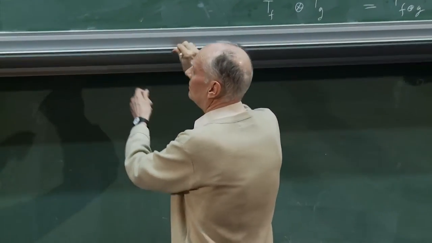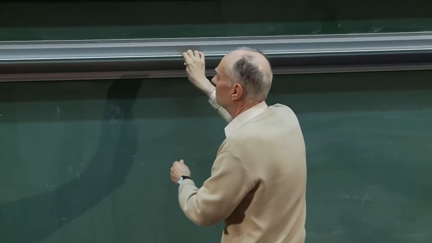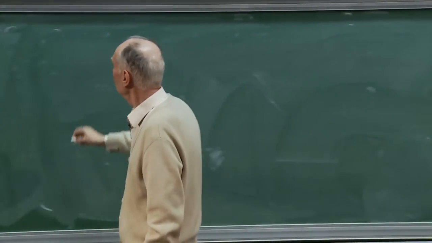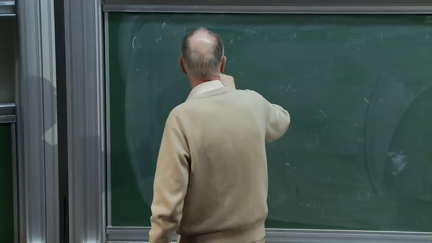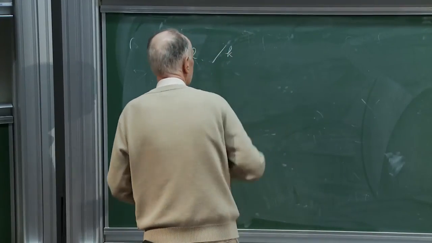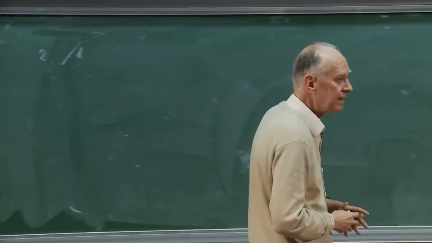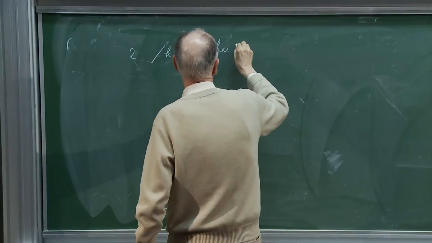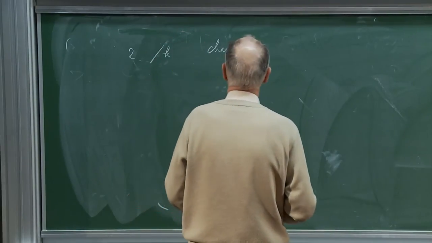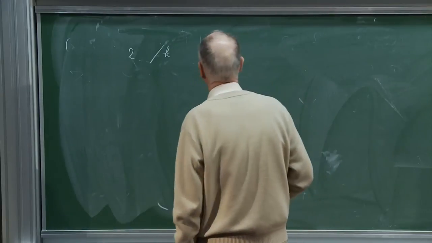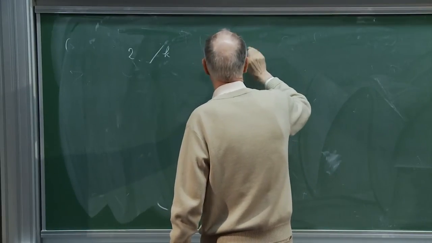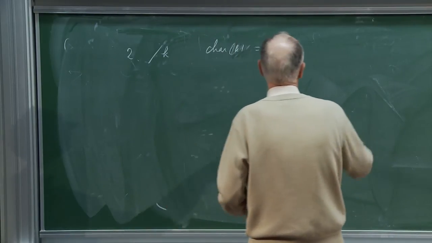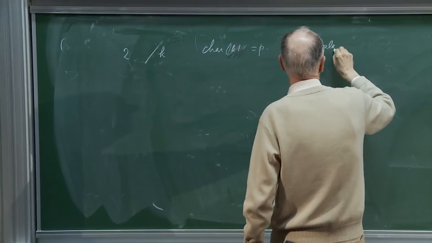So this is the story over C. And now I want to pass to the story of a field K of characteristic p. I'm mainly interested in the case where p is positive, but you can have p equal to zero. And for simplicity at the beginning, assume that K is algebraically closed.